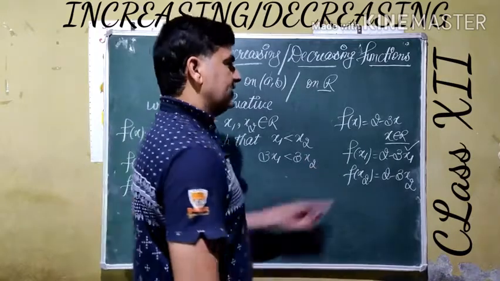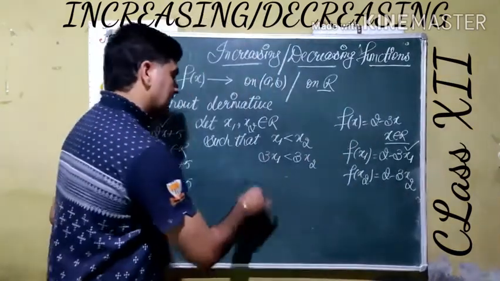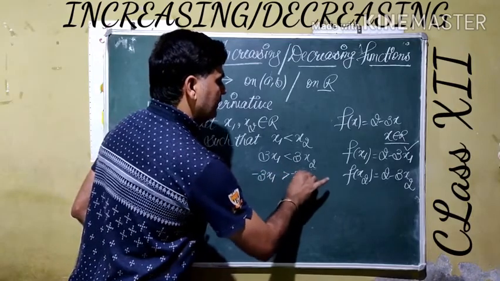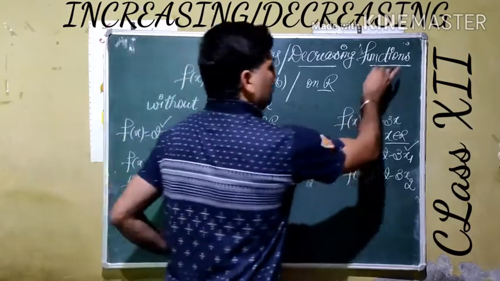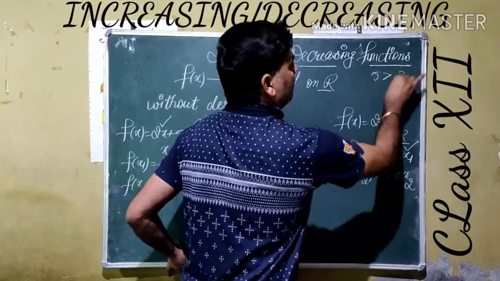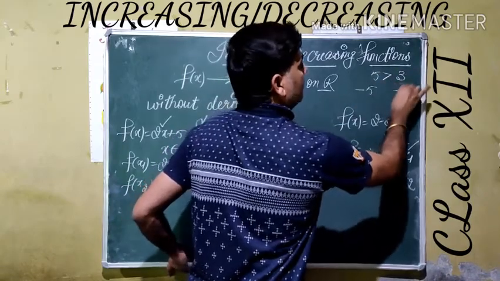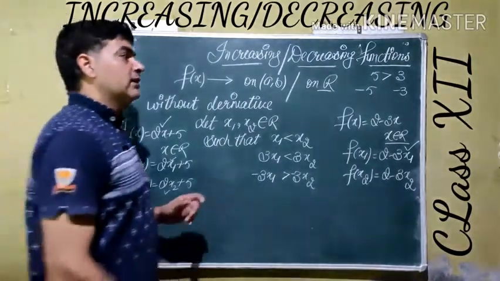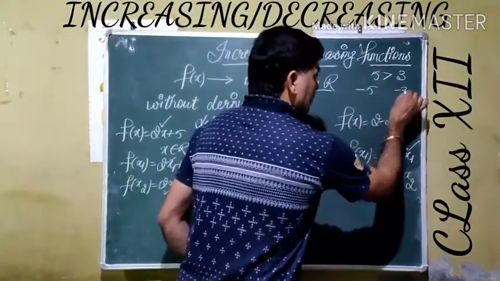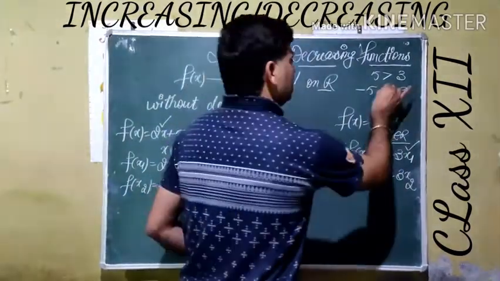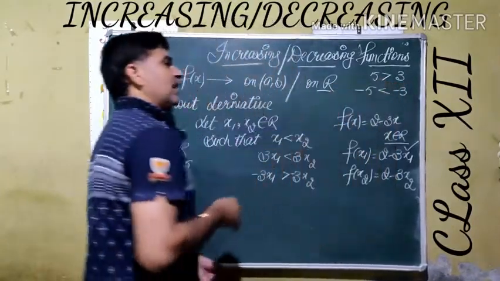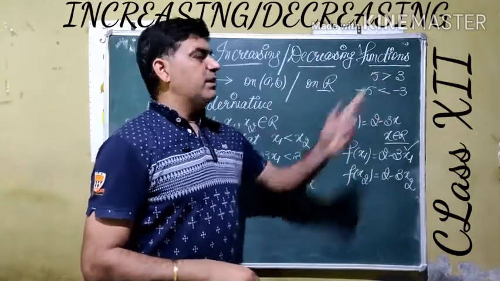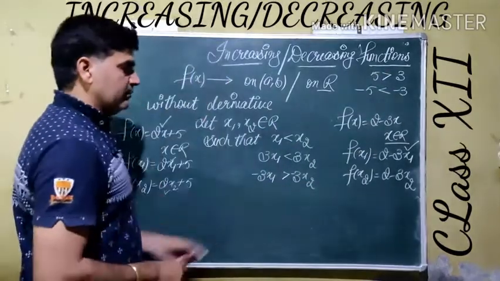Here the sign of x is negative. When we apply a negative sign, the inequality symbol changes. How does it work? See this example: 5 is greater than 3. If we apply a minus sign, what is the effect? Is minus 3 greater or minus 5 greater? We know that among negatives the smaller value is bigger. So when we apply a negative on both sides, the symbol between them changes. That's why we change the symbol here.